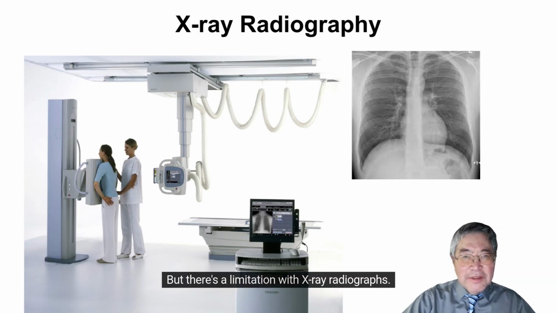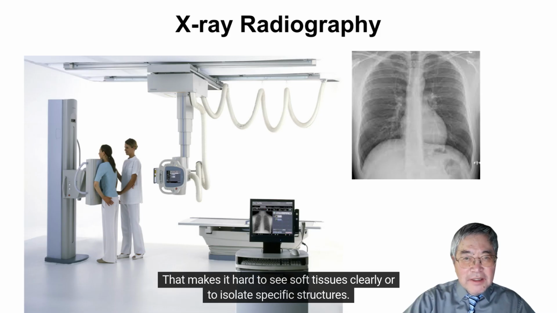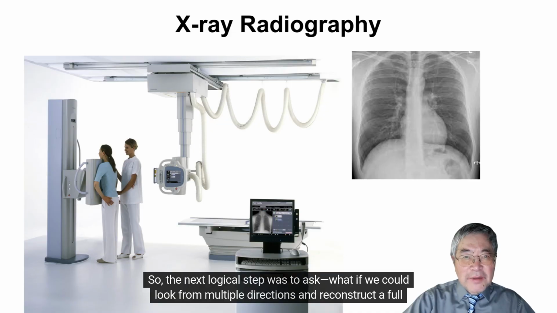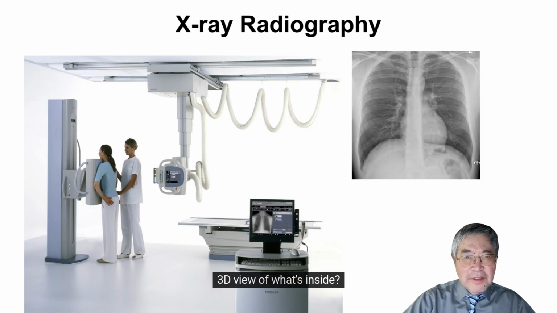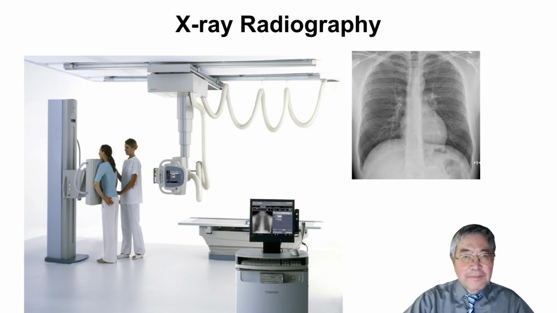But there's a limitation with X-ray radiographs. They're 2D projections, so everything in the body along the X-ray path gets stacked into one image. That makes it hard to see soft tissues clearly or to isolate specific structures. So the next logical step was to ask, what if we could look from multiple directions and reconstruct a full 3D view of what's inside? That question led to the development of computed tomography, or CT, which we'll get into next.